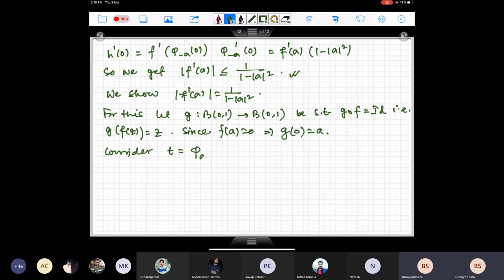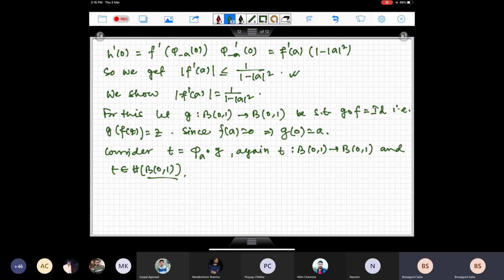Consider T, which is phi A composed G. Again, up to a scalar, this is the identity function. Like that is what you should keep in mind. Of course, I have not proved anything about F or G, but you can understand that this is what we are hoping to get. So I take this new function T, which is phi composed G. Now again, T maps B01 to B01 because it's just a composition of these maps, and T is of course holomorphic. Okay, so there is no problem with that.